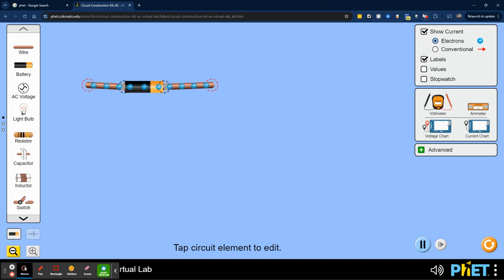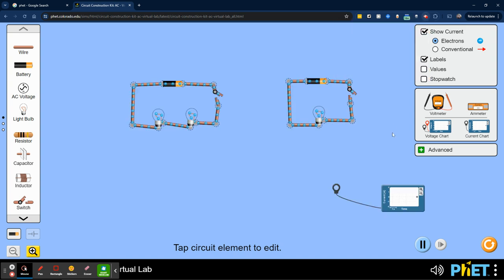I might pause the video just to get a couple of circuits ready. Okay, so we've got two circuits here. We've got a switch in each one. The one on the left, as you can see, we've got two light bulbs. The one on the right, we have one light bulb.